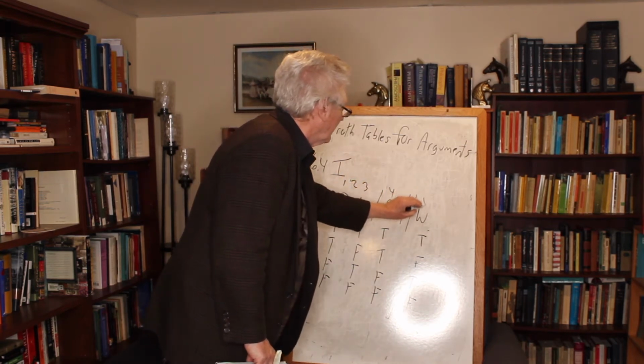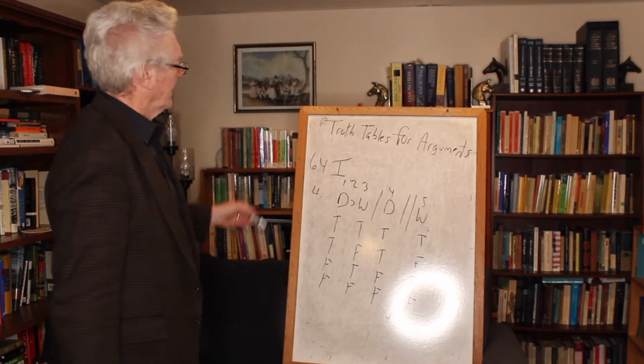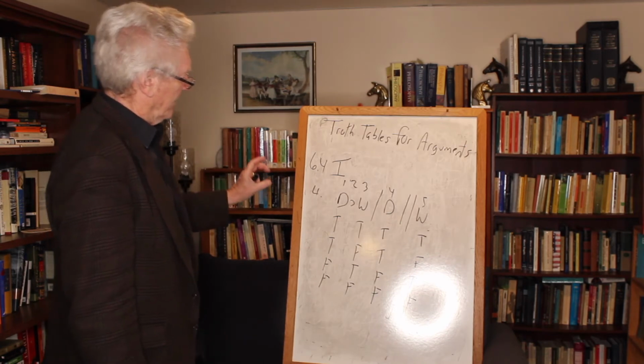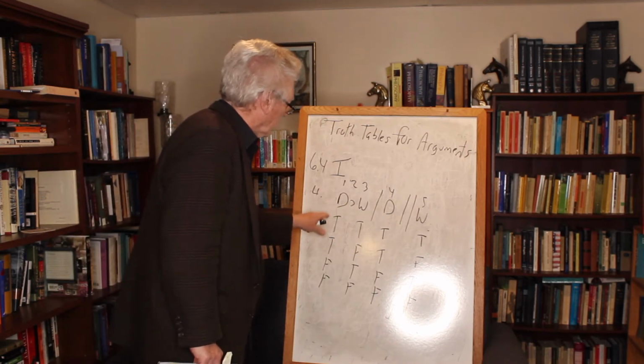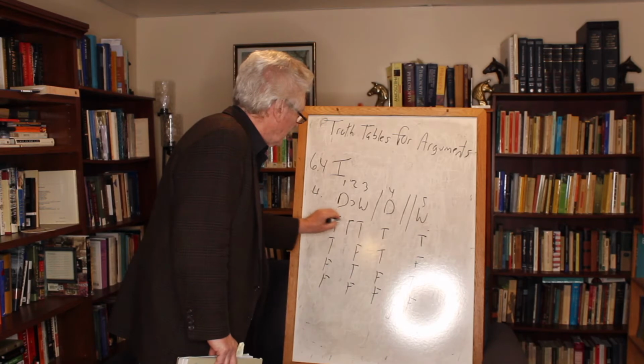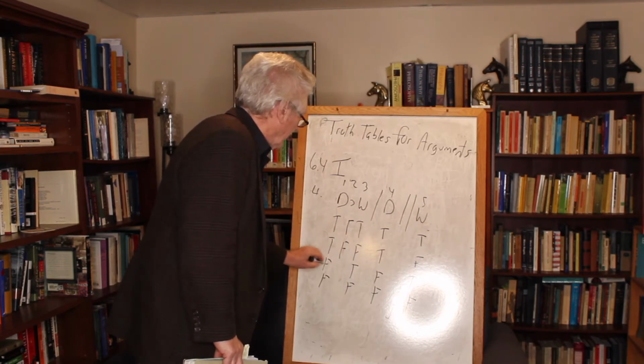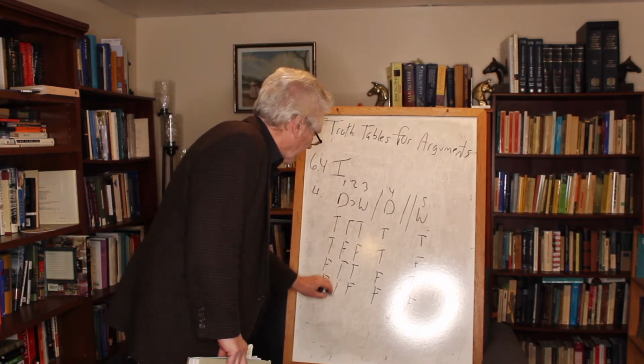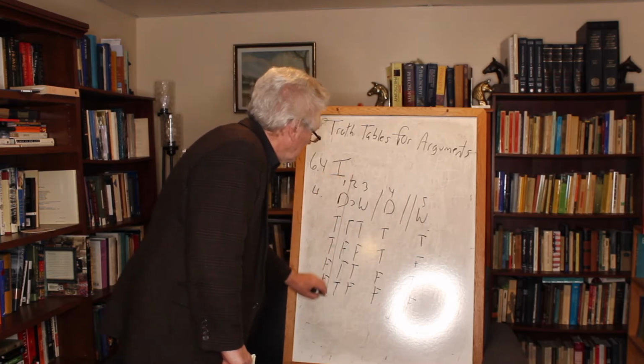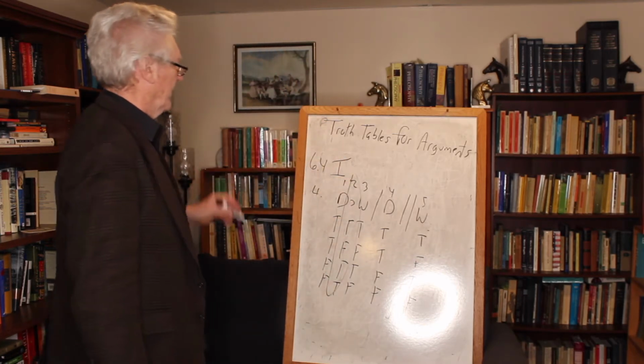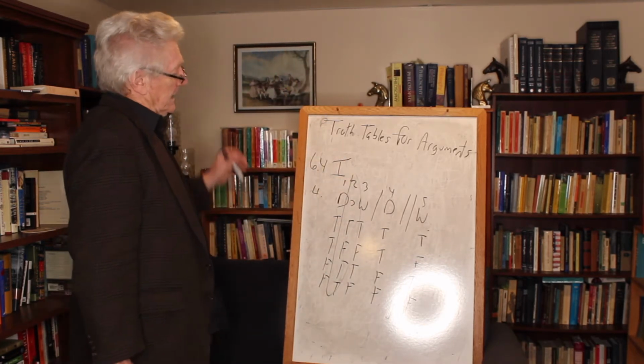I count 5 columns. So, in order to get column 2, the main operator under the first premise, I have to look at 1 and 3. True implies true is true. True implies false is false. False implies true is true. False implies false is true. You don't have to circle it, but it's just easier on my eyes if I do so.